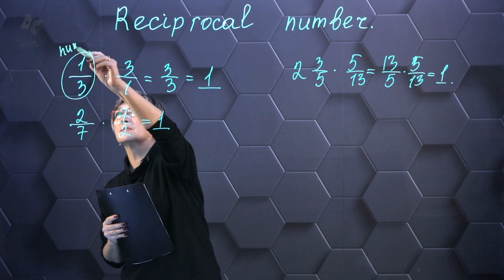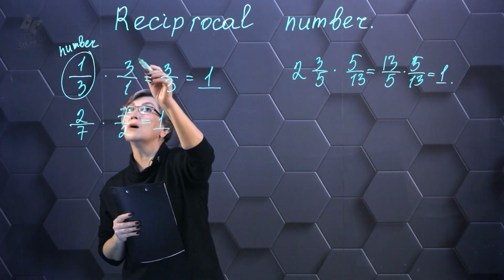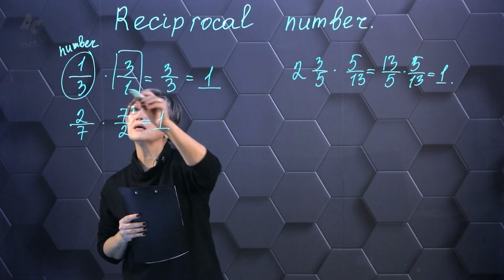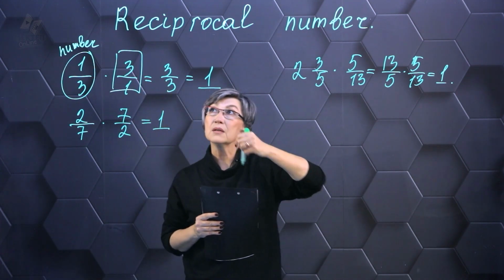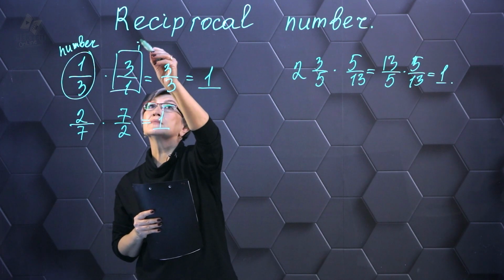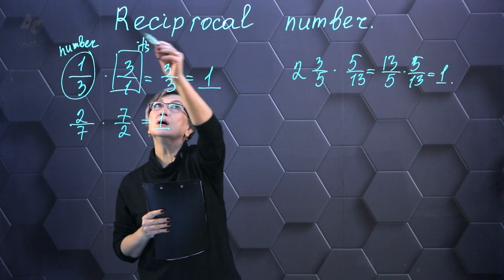So we'll write that it's a number. This is a number, and that's the first 3. That's the inverted number. That's its inverse number.